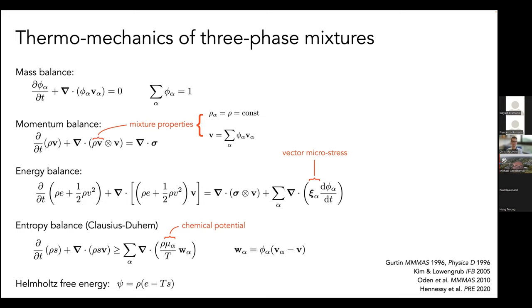And so there is no slippery, there is no relative motion of one phase. So the idea is that the relative motion of the phases is something that comes in through this divergence of the chemical potential. So the chemical potential is sort of the energy that each phase carries in and out of the control volume relative to the other phases. So this W is the relative velocity of a given phase to the mixture.